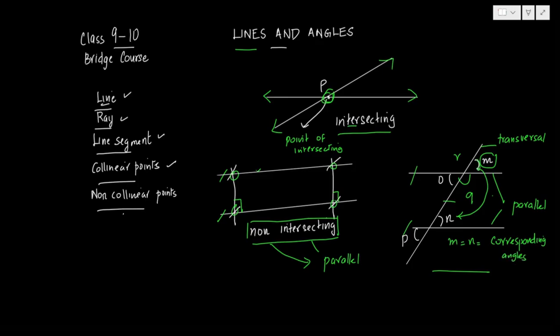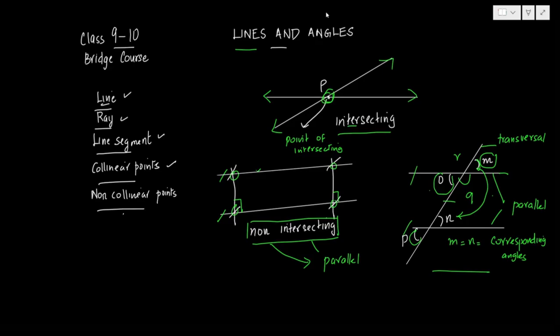Corresponding angles are angles that are on the same side of the transversal, one at each parallel line. For example, if you take this angle O and this angle P, they are also equal to each other because they're corresponding angles. Similarly, this angle and this angle are corresponding angles, and this angle and this angle are corresponding angles. Okay, very important to understand that piece.